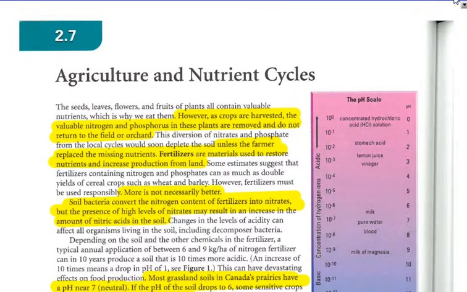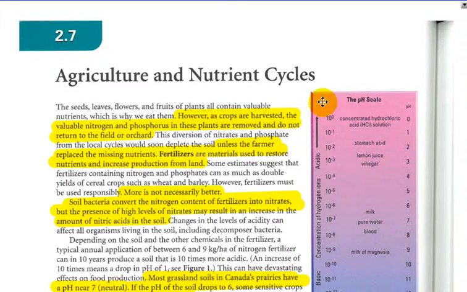Welcome back, Science 10. This is the last section in the CD4 booklet. It's agriculture and nutrient cycle. So it kind of is a final part of all the things we've been talking about so far in CD4.